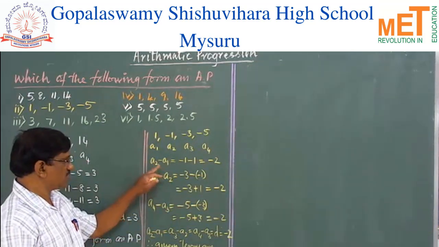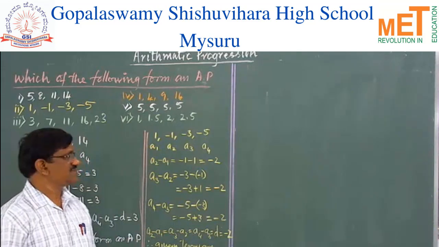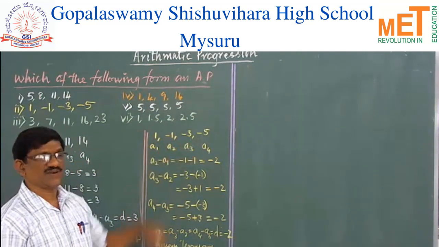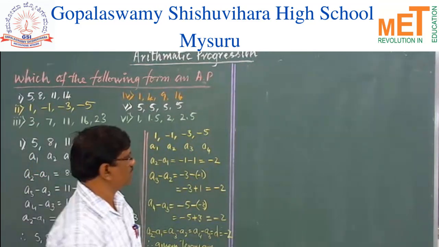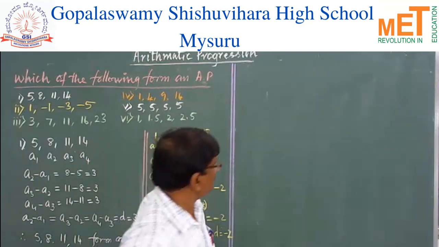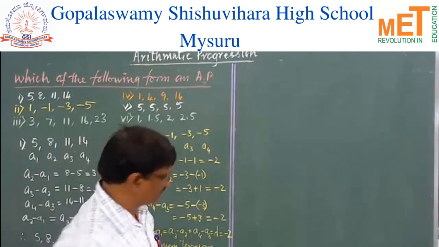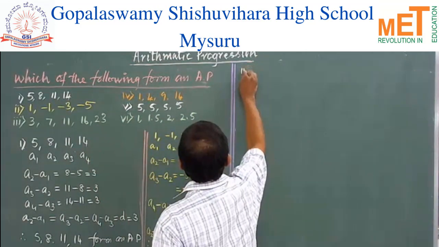So common difference is same, minus 2, minus 2, minus 2, minus 2. Hence, the given terms, that is 1, minus 1, minus 3, minus 5 are in AP. Understood, children? Now we shall move on to the next one, the third one.